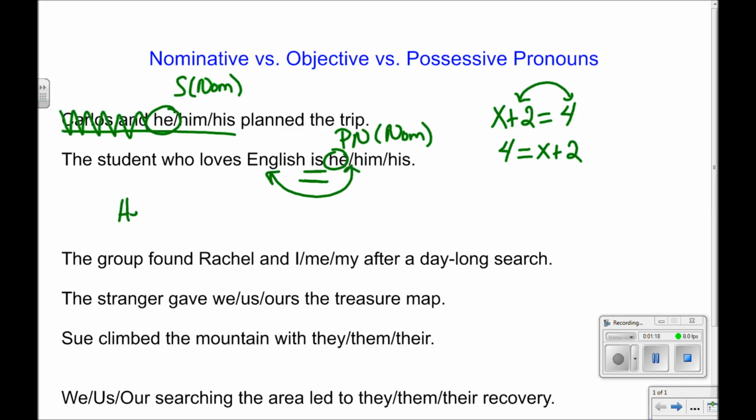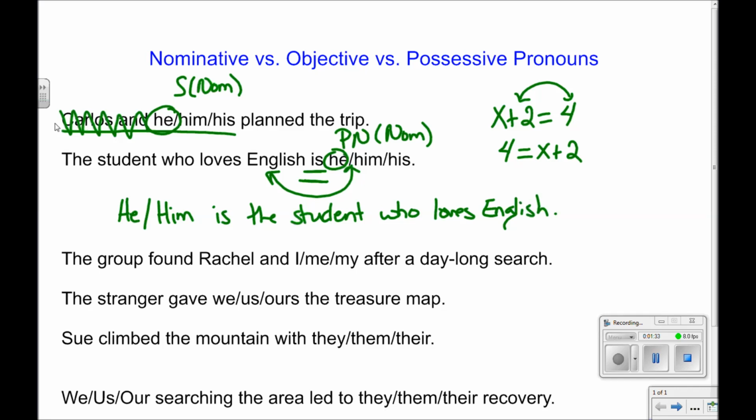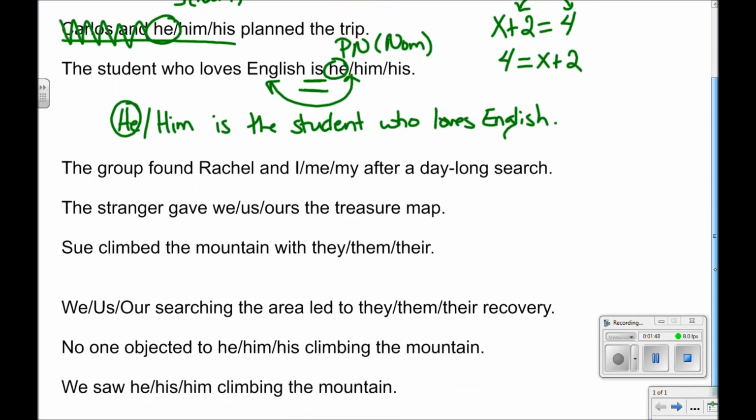Would you say he or him is the student who loves English? Well, here it makes sense to say he. So if I can switch it around, you should use the pronoun that makes sense once it is flipped. The nominative case will always sound a little awkward when it's being used as a predicate nominative.